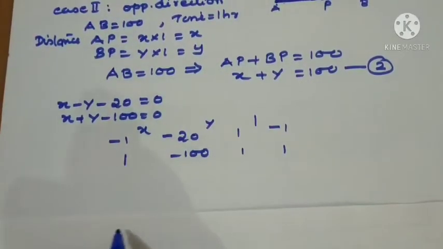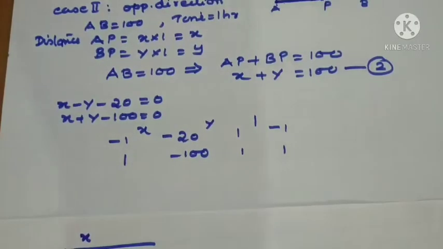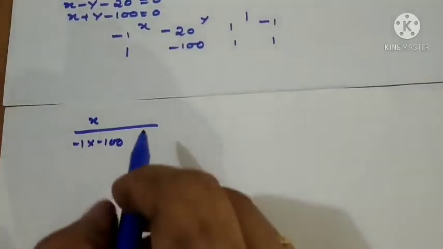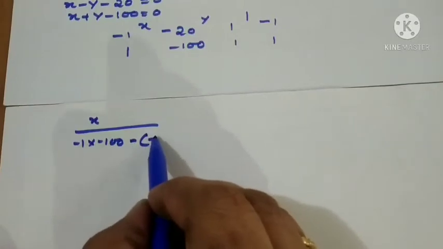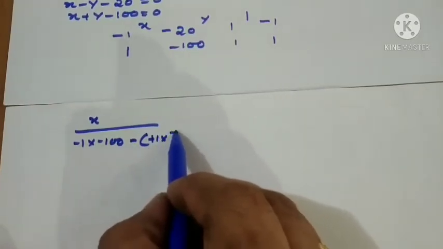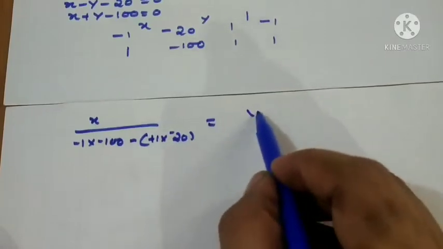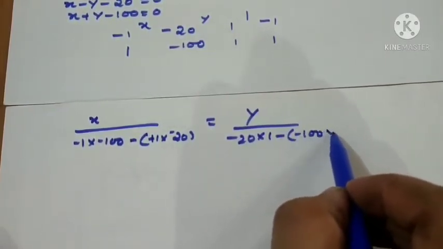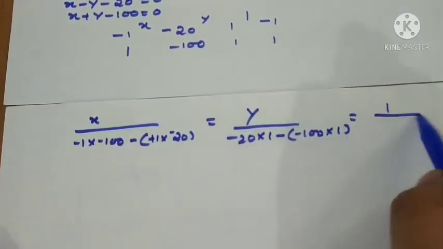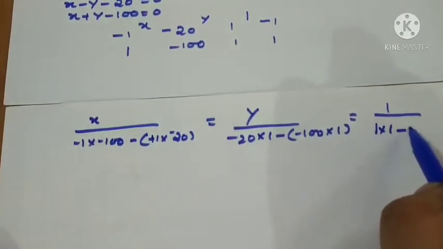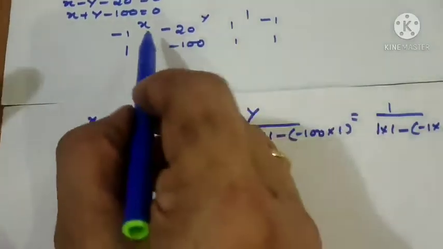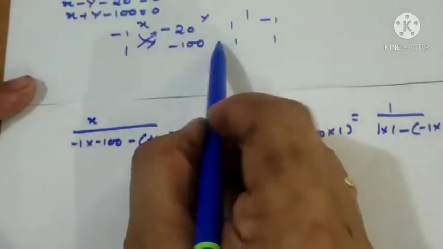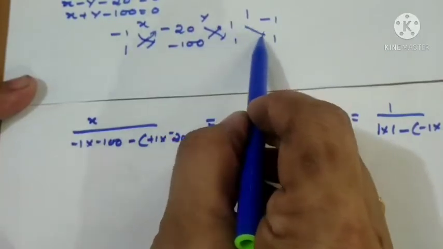So we got here x divided by minus 1 into minus 100 plus 1 into minus 20, y divided by minus 20 into 1 minus 100 into 1, equal to 1 divided by 1 into 1 minus 1 into 1. Here I have not put the cross multiplication sign. If you are having doubt, once again I will do.